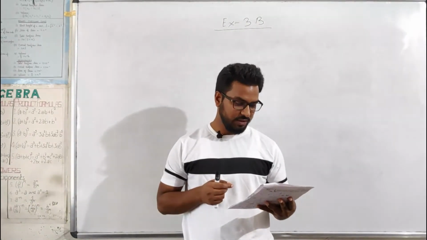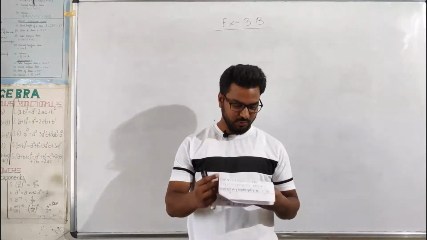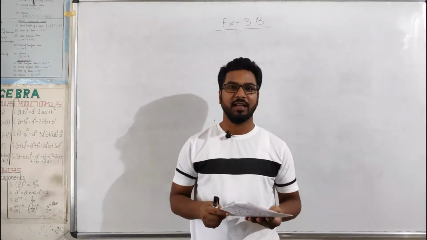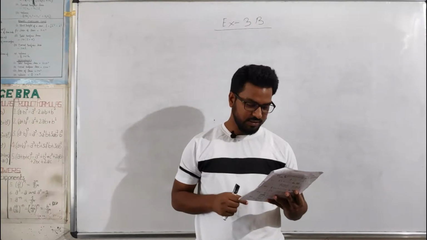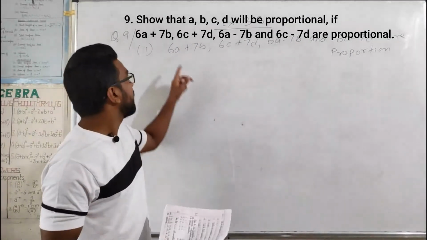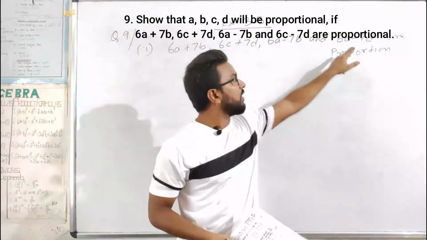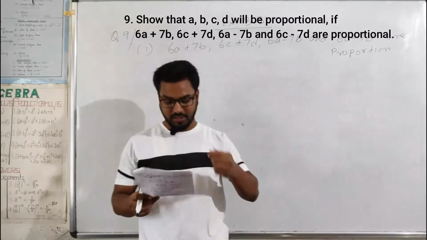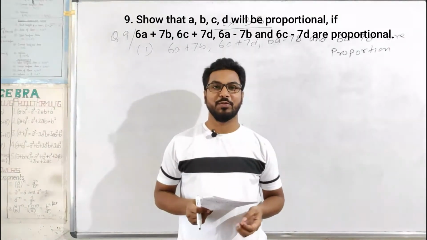In my last video I did up to question number 8. So we will continue from question number 9. Question number 9 is given: these four terms are in proportion. So you have to show that A, B, C, D are also in proportion.